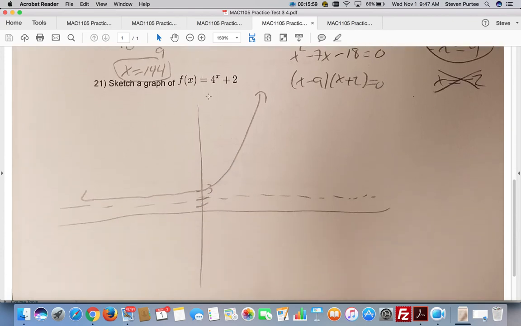Okay, number 21, we are sketching a graph of this exponential. Our base is 4. That's bigger than 1, so we'll have exponential growth. My a that's in front here is just 1, and I'm shifting everything up 2. So normally I would have a horizontal asymptote at 0. Because of the plus 2, everything gets shifted up 2. So I have this horizontal asymptote at y equals 2. Normally, without the plus 2, this graph would pass through the point 0, 1, but now everything is shifted up 2, so we'll pass through 0, 3. And there's a rough sketch of the graph.